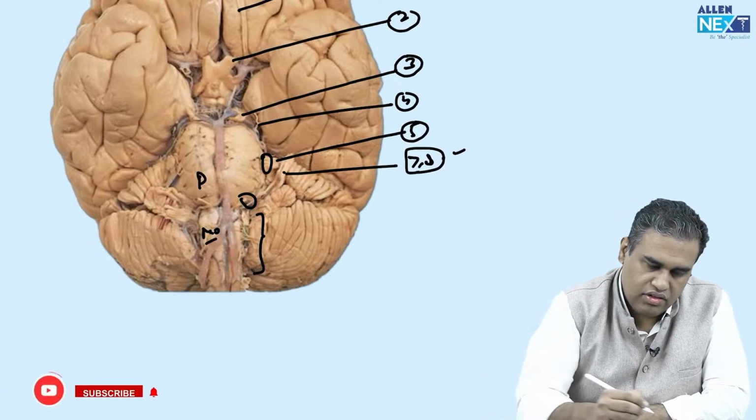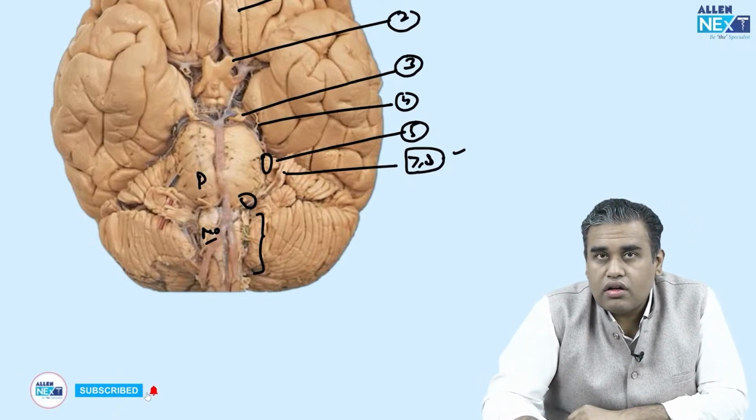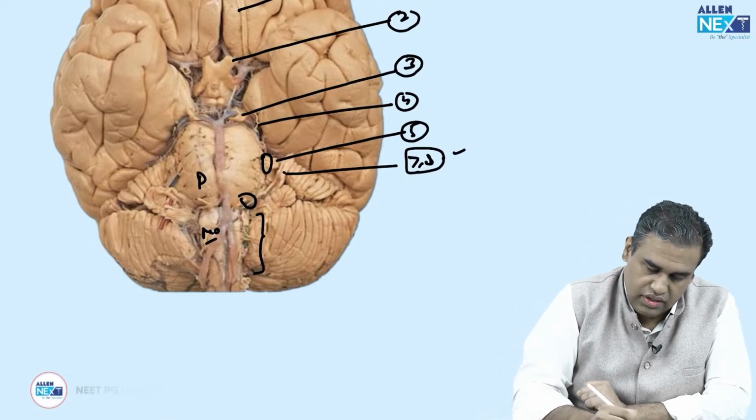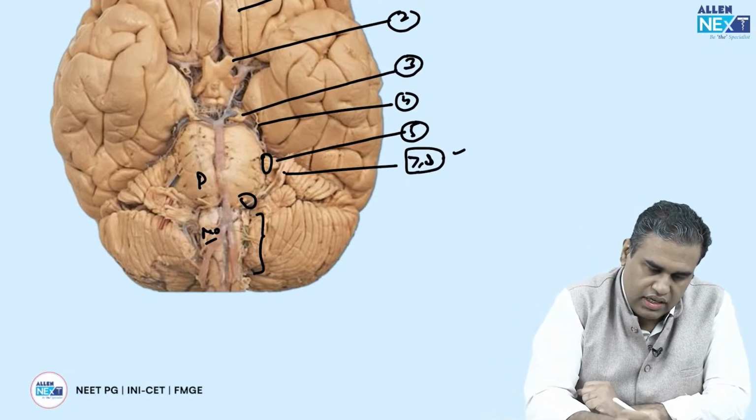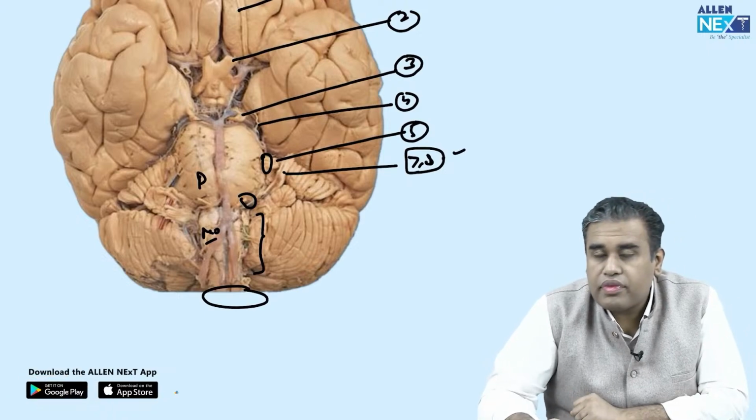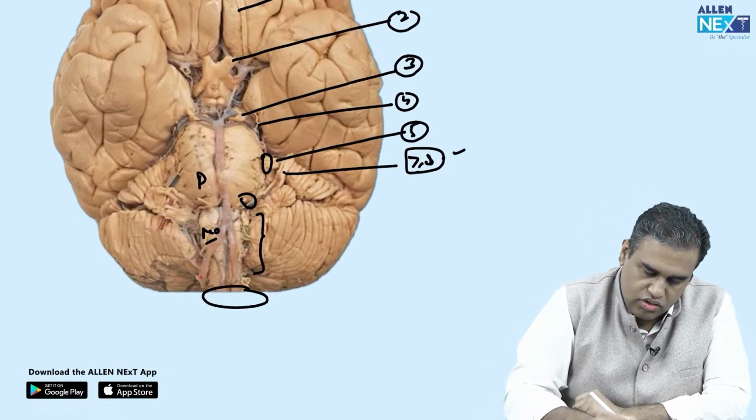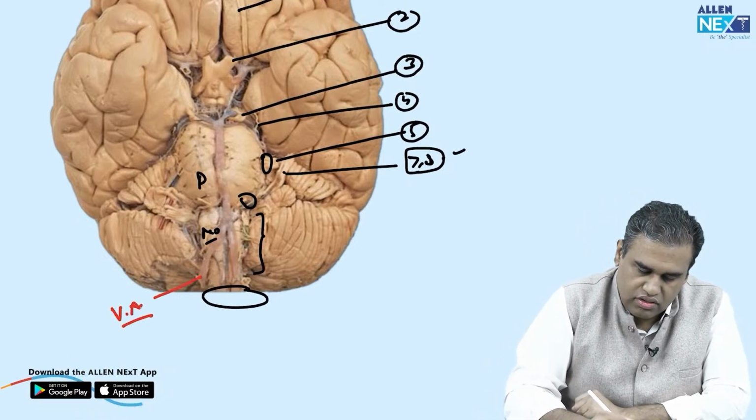In this particular image, we can also look for a few of the important vessels that have been shown over here. So as we all know, below the brainstem, we have the foramen magnum. And which artery enters over here? These are the two vertebral arteries.